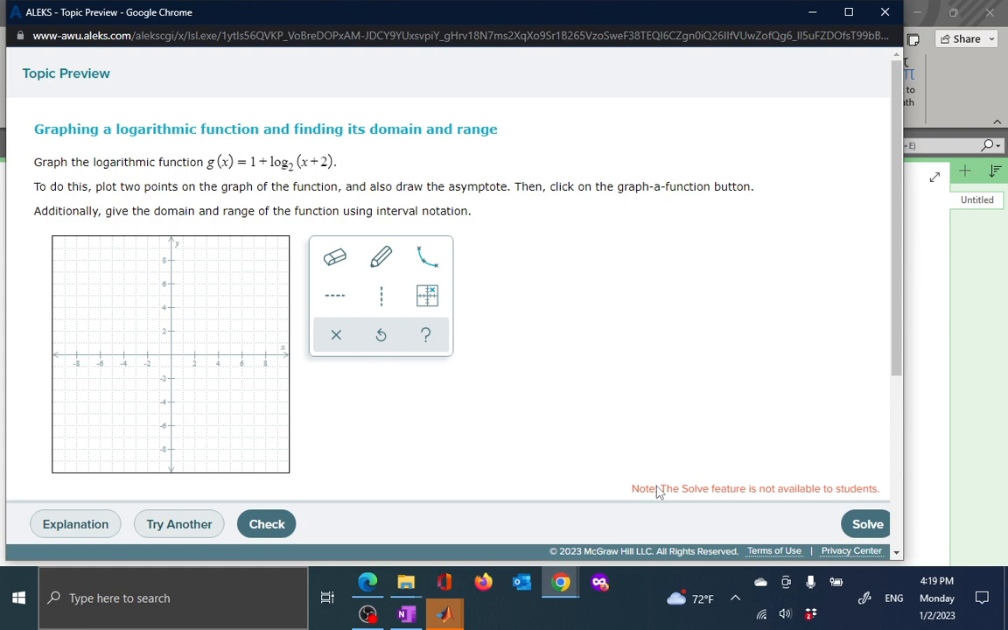Hi, welcome to another mini lecture on pre-calculus. Topic now is graphing a logarithmic function and finding its domain and range. Very similar to the problem we had in the previous lecture, except that here we are using Alek's graphing utility for doing this, and we are not doing it really by hand. We are doing it by the software that's available to us.